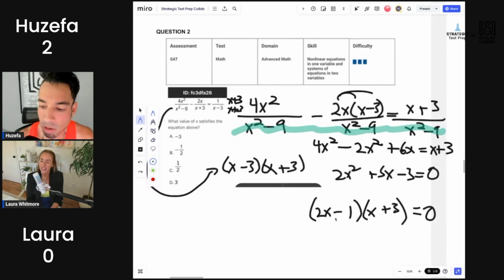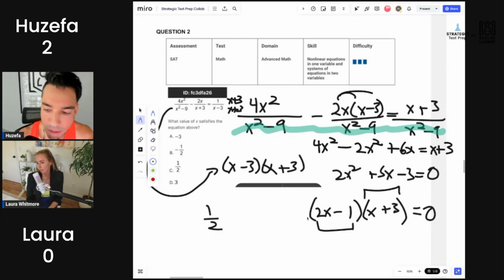My two solutions, therefore, is whatever zeros this out and whatever zeros this out. So this one is going to be positive 1/2, right? 1/2 times 2 is 1 minus 1 is 0, and -3. Okay, we got something funny, right? We got both answers showing up.